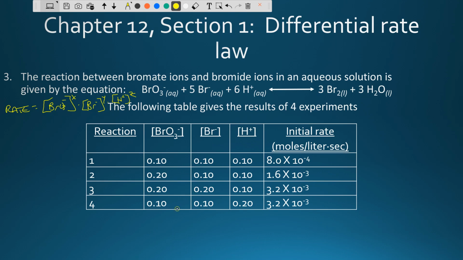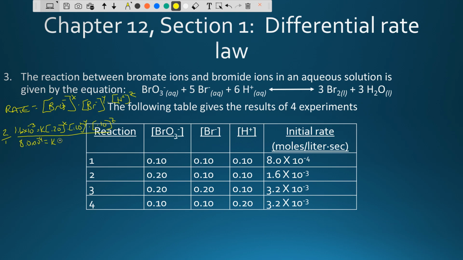With my bromate, we want to see, okay, what's going to cancel out? It looks like 0.1s will cancel out and 0.1s will cancel out. So let's take a look at the rate of experiment 2 to 1, second iteration compared to the first. So my bromate is going to be 1.6 times 10 to the negative third equals K times 0.2 to the x times my 0.1 to the y times my 0.1 to the z, all divided by 8.0 times 10 to the negative 4.